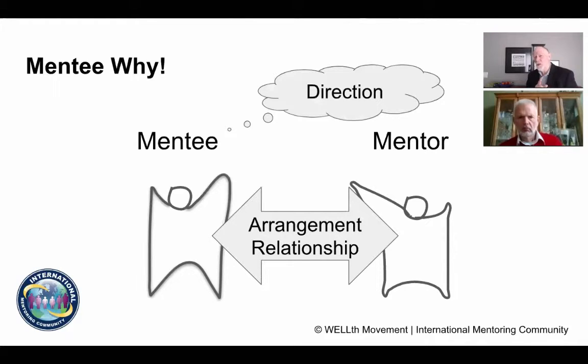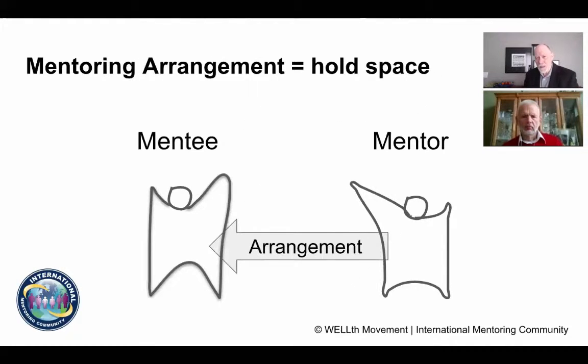Of importance here also is that the mentee usually has a direction in which they want to go. And that is sort of their why. And they know about it as sort of like, I call it like a thought bubble here. And then they have to express it in the arrangement relationship elements as we move forward. Now, what becomes important here is that the mentor, from a mentoring arrangement point of view, is accountable for holding that space. Now, I'd just like to repeat that.